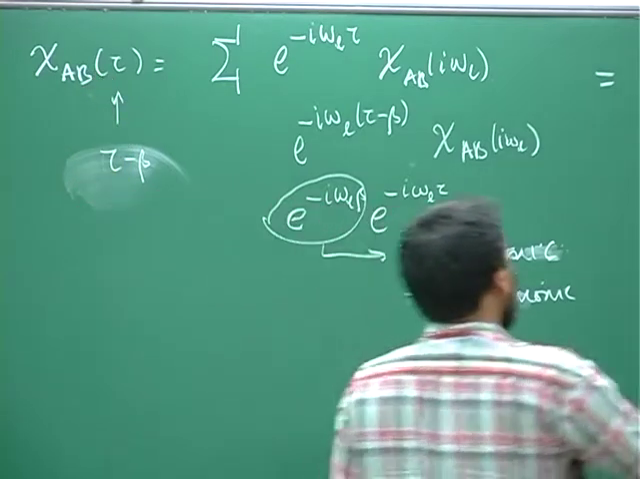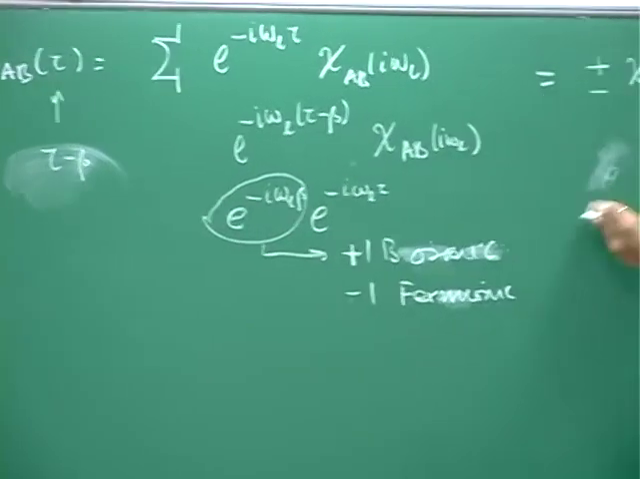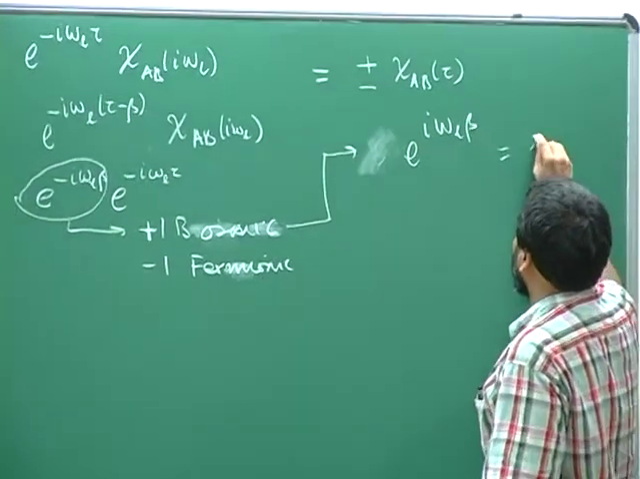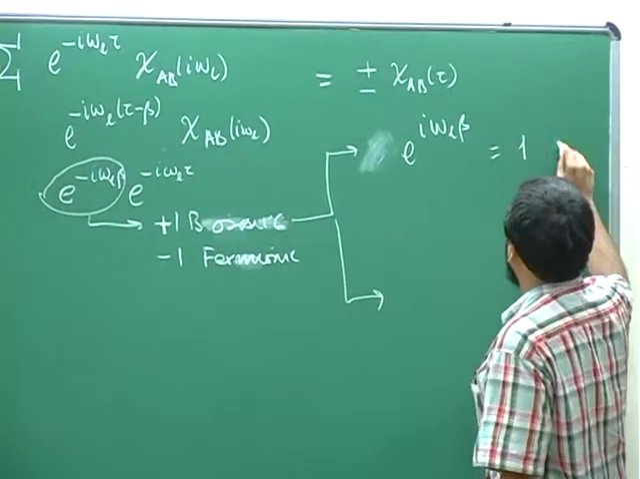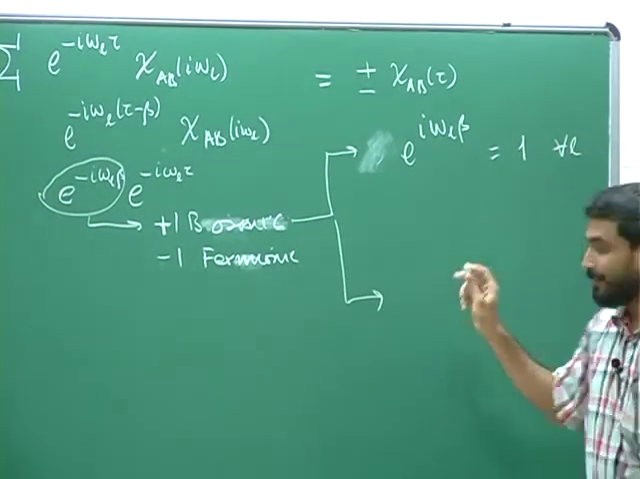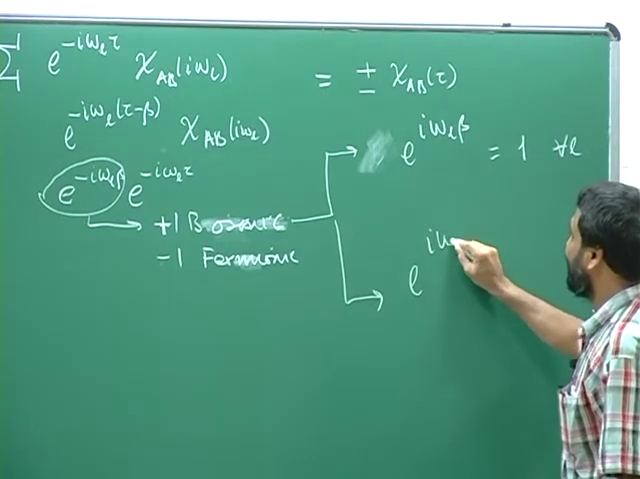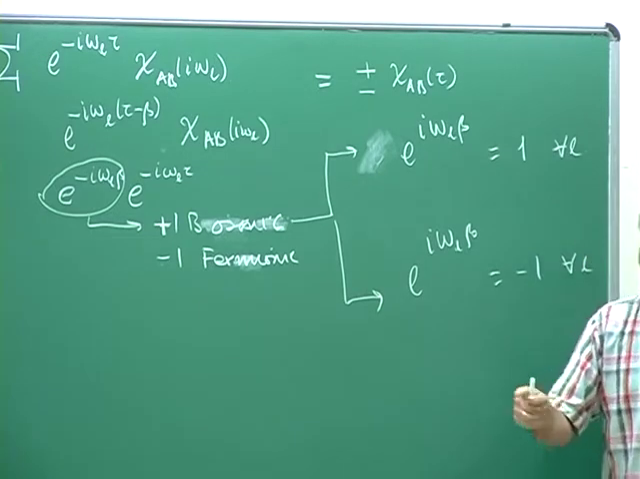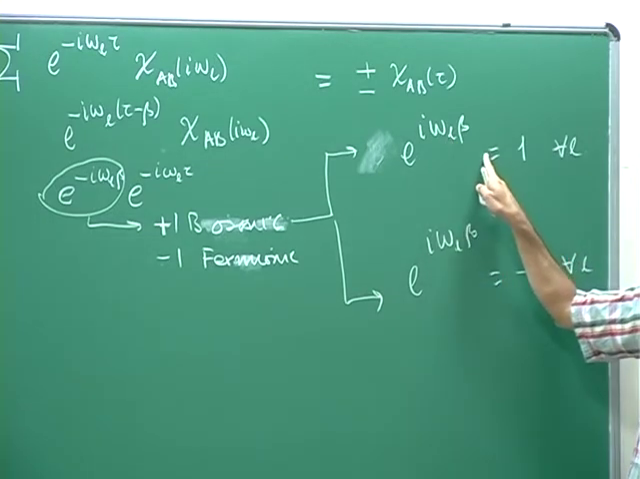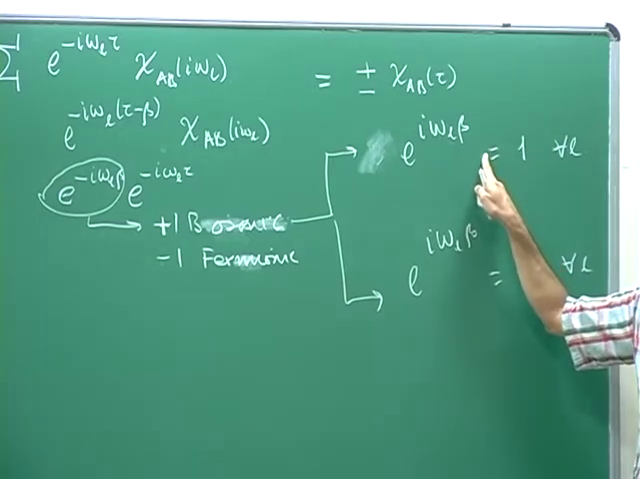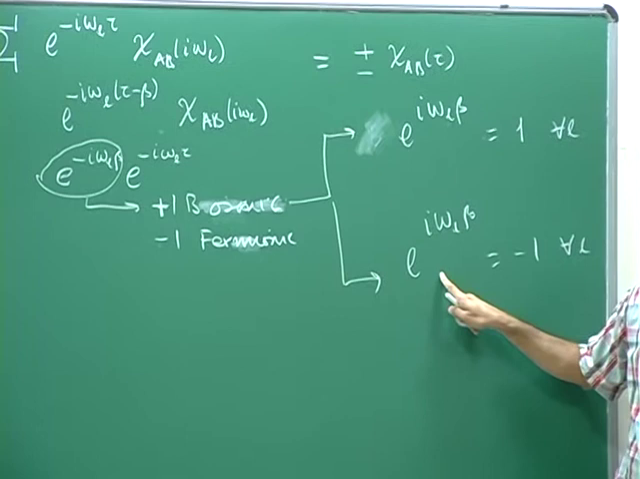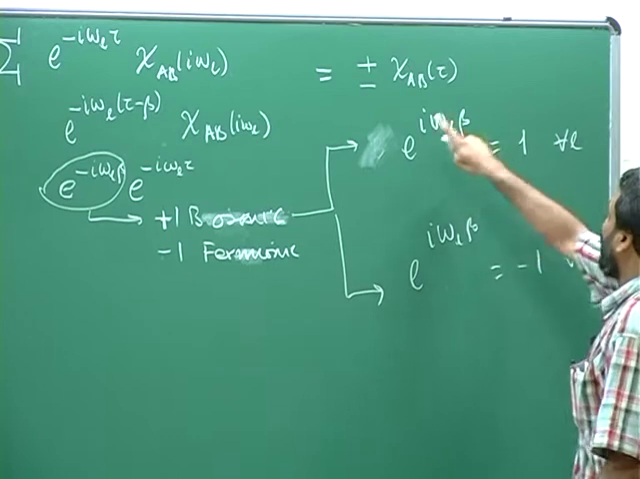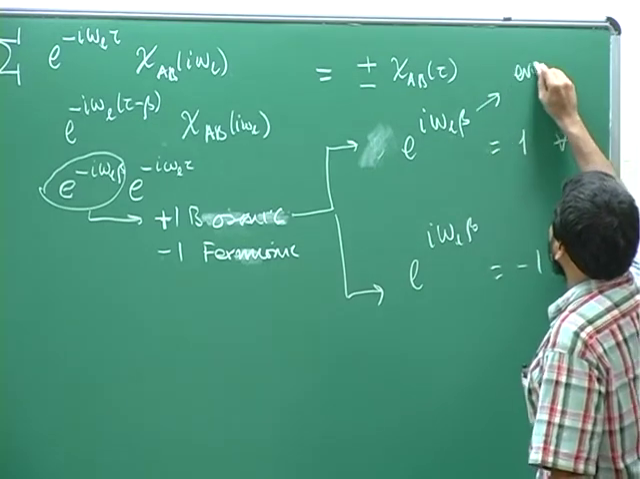Okay? So what that will mean is, for bosonic operators, let me just put that here. This means that e to the i omega_L beta must be equal to 1 for all L, and for fermions, it must be equal to minus 1 for all L. So immediately you see that the L's that are allowed in this case are only even numbers, right? And the L's that are allowed for the fermionic operators are only odd numbers.